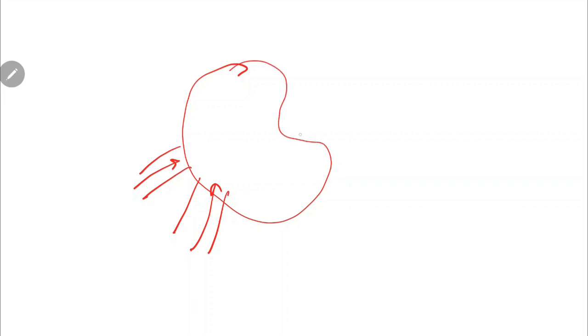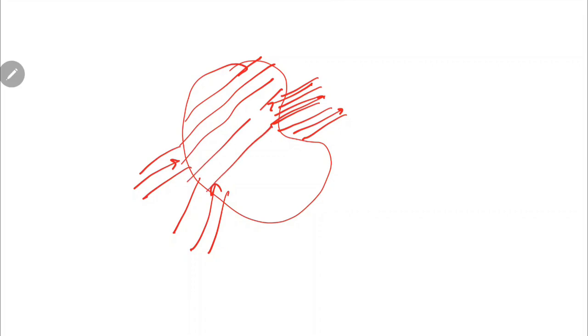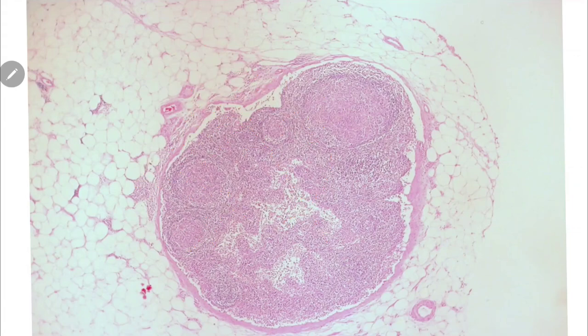This is the hilum, which is an indentation from where the efferent lymphatic exits and the blood vessels enter and leave. Next, you have this dense irregular connective tissue capsule that covers the lymph node. Now, if you take a cross section of a lymph node, this is what it looks like.